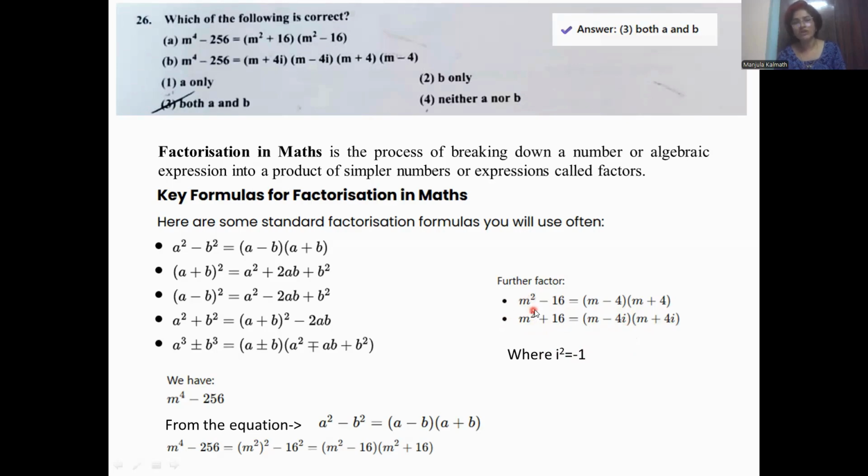So now we have m square minus 16 into m square plus 16, which we already proved is nothing but m raised to 4 minus 256. So m raised to 4 minus 256 can be written in this way. Both A and B are the correct options for this.